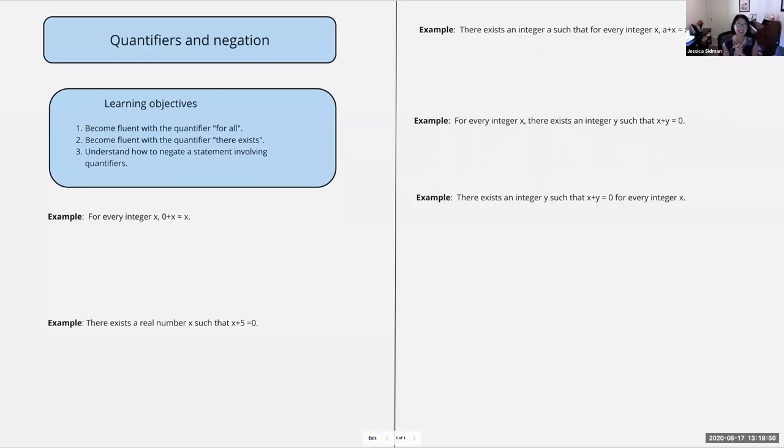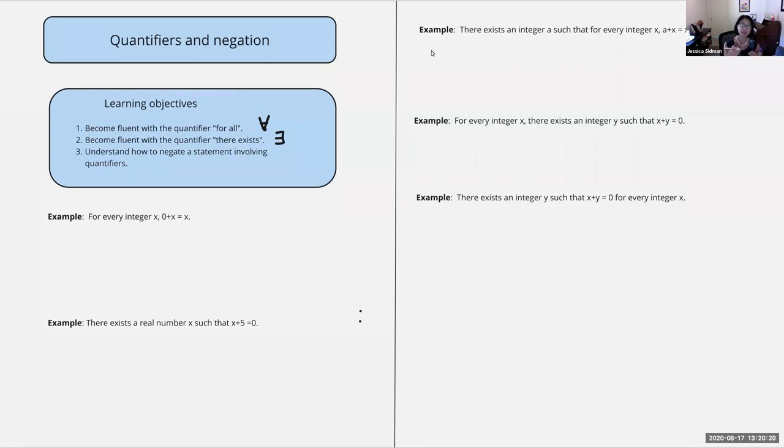Okay, in this video we're going to talk about quantifiers and negation. There are two quantifiers that we'll be working with. The first is the for all quantifier, and there is shorthand notation for that. It looks like an upside down A. The other quantifier is the existential quantifier, there exists, and the shorthand logical notation for that looks like a backwards uppercase E.